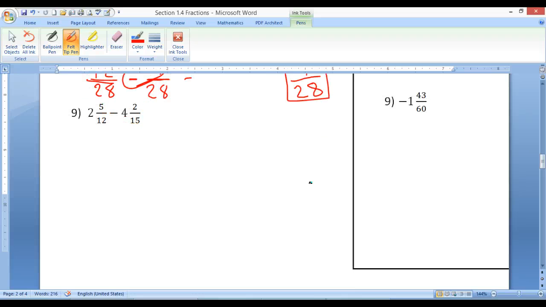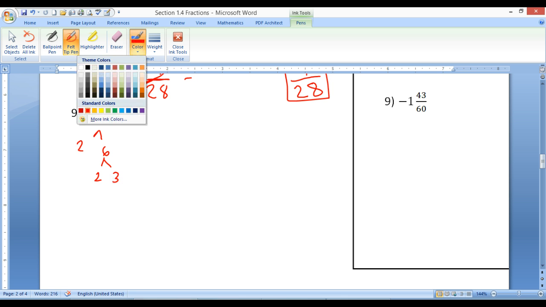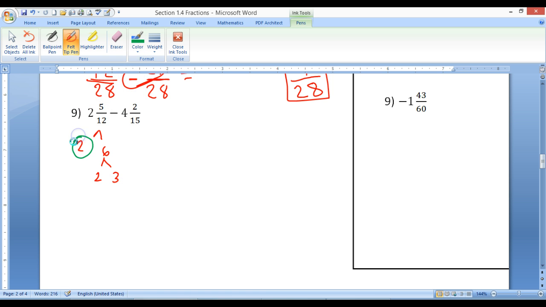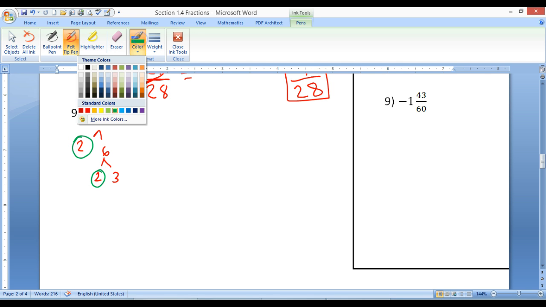All right, here we have 2 and 5/12 minus 4 and 2/15. Again, we need to find a common denominator. I like doing the Cookie Monster method or the prime factorization. So I'm going to say 12 is 2 times 6. 6 is 2 times 3. And I'm going to go ahead and do my color codes again, just for fun.